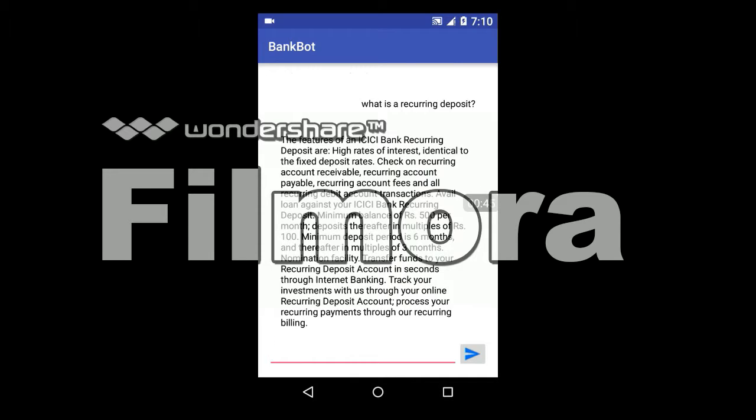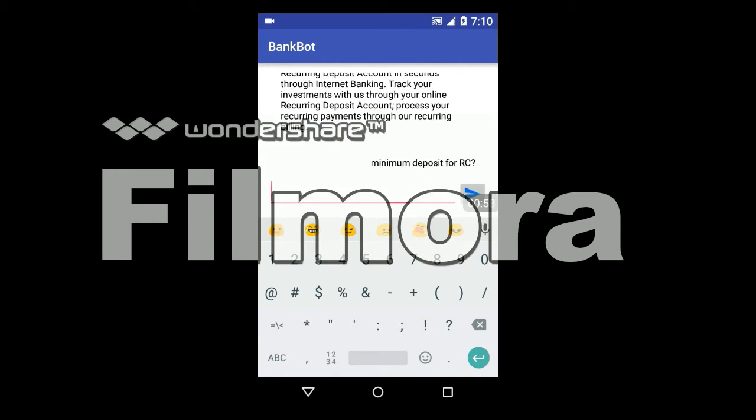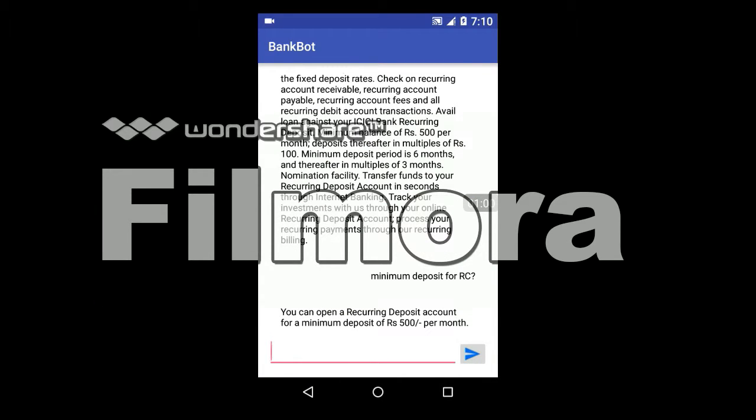As you can see, the user is entering queries like tell me more about accounts or tell me more about the interest rates being offered by ICICI Bank, and BankBot is translating these queries, finding out the answers and displaying it to the user. So how is it doing it?